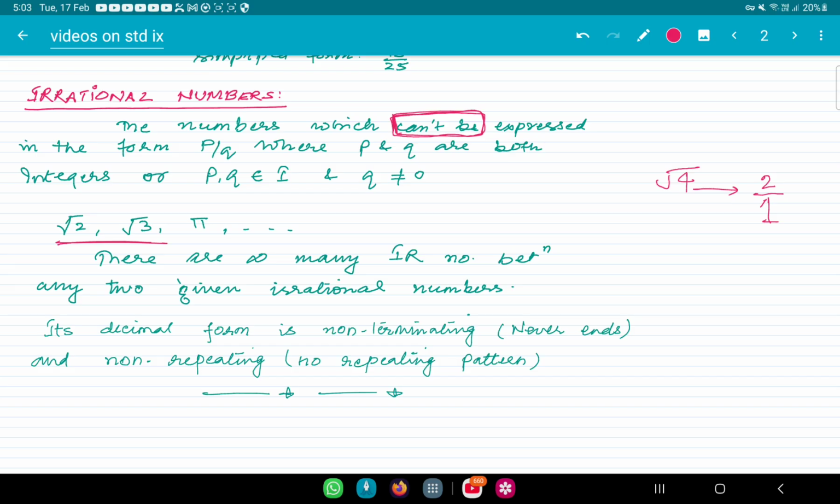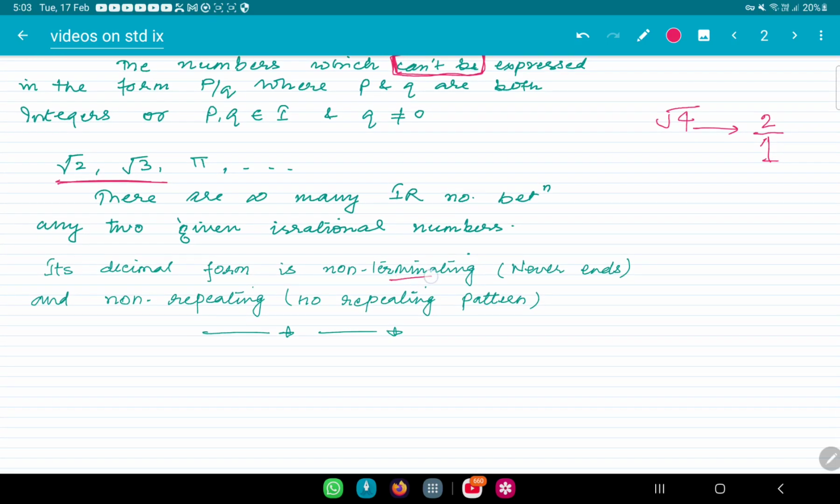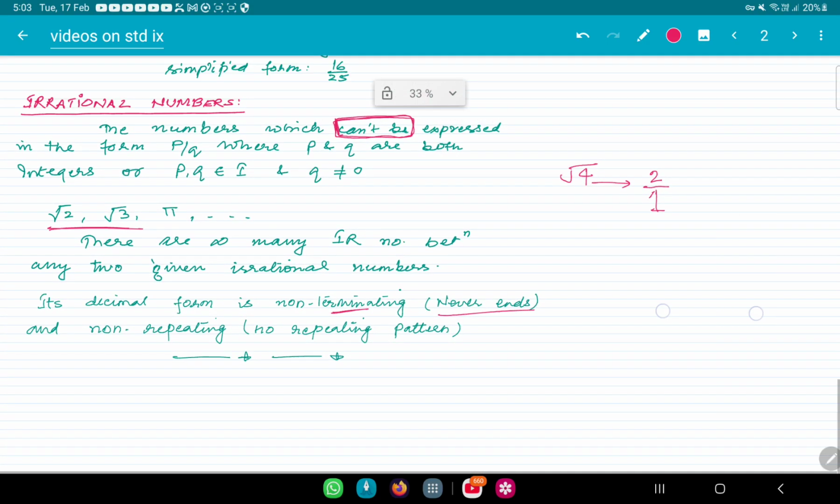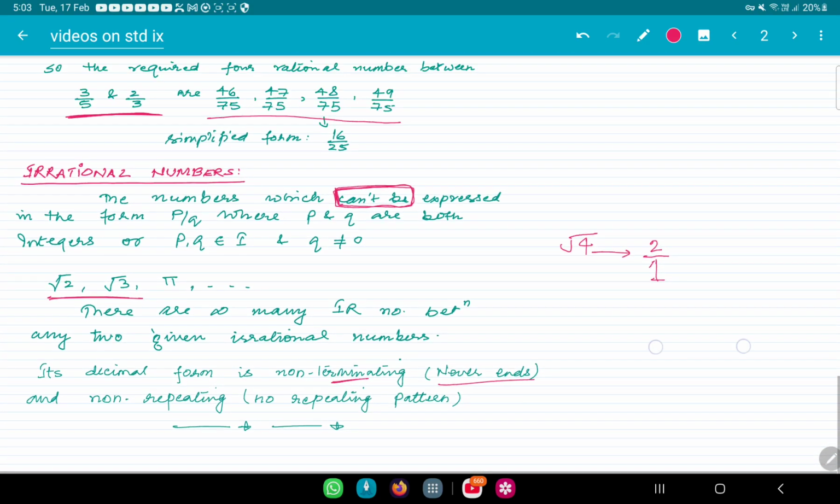And the decimal form of an irrational number is non-terminating. Non-terminating means it never ends. And non-repeating. Non-repeating means there is no repeating pattern. So it is known as an irrational number.